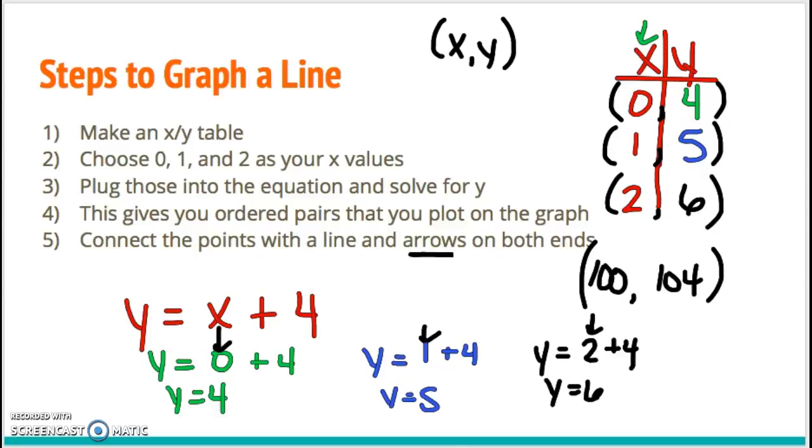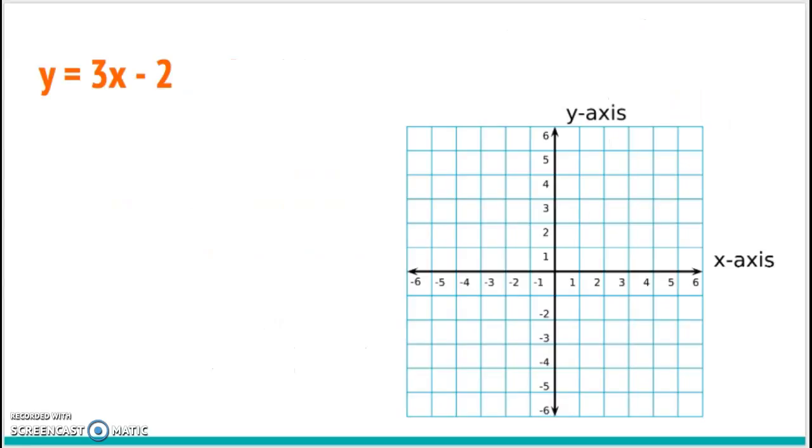Okay, so this example gives us the equation y equals 3x minus 2. What we want to do is graph this line. It's going to make a straight line somewhere on our graph. So step number 1 was to make an XY table. I'm going to go ahead and do that.